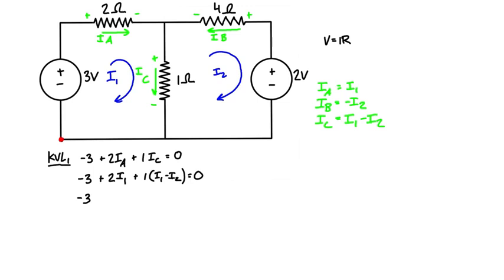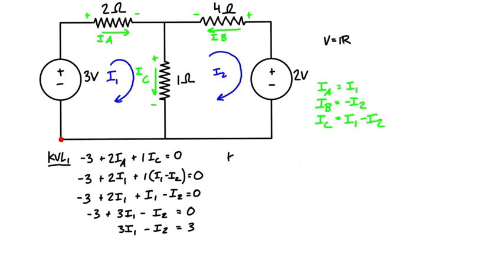Okay, so we can just simplify this a little bit more and get 3I1 minus I2 is equal to I3. So at this point we have 2 unknowns, so we need another equation. So we're going to do KVL around loop 2. And we can start somewhere else. Maybe let's start up in the top middle here.